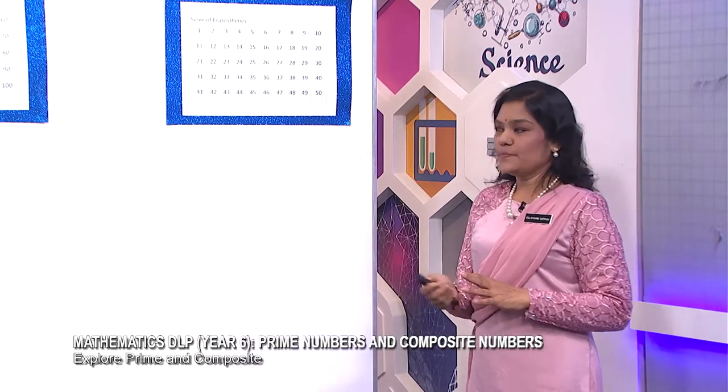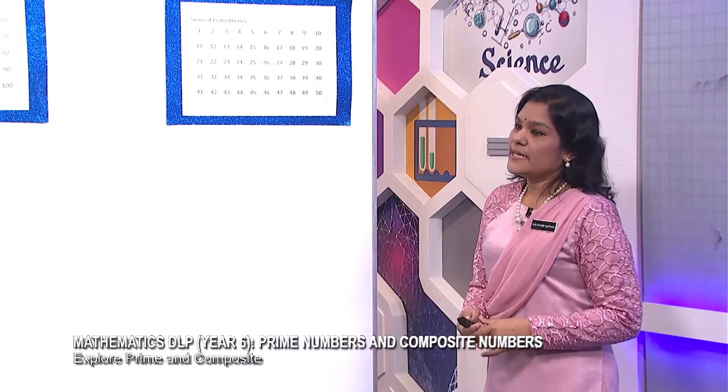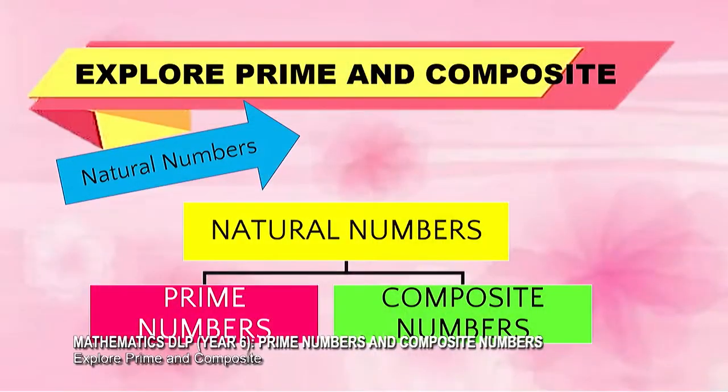Shall we explore? Yes, let's explore, Teacher. Okay, so numbers, Chris, can be divided into 2. Initially, they are called natural numbers. Natural numbers can be divided into 2.